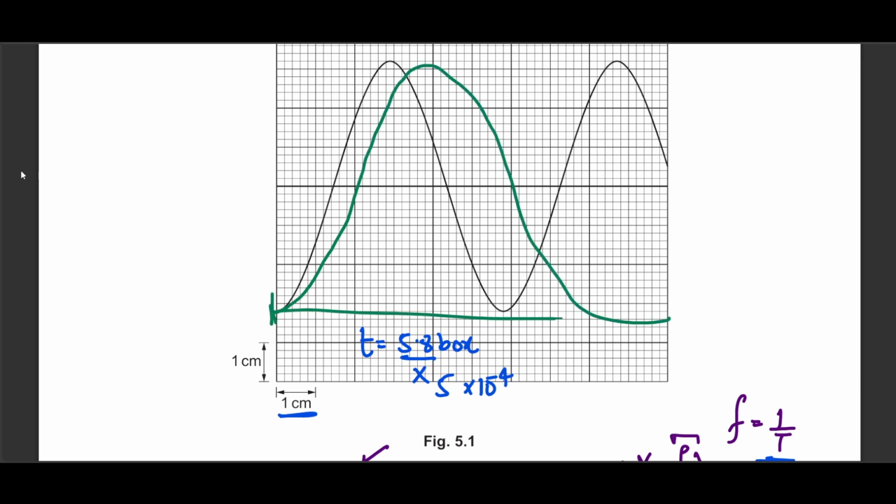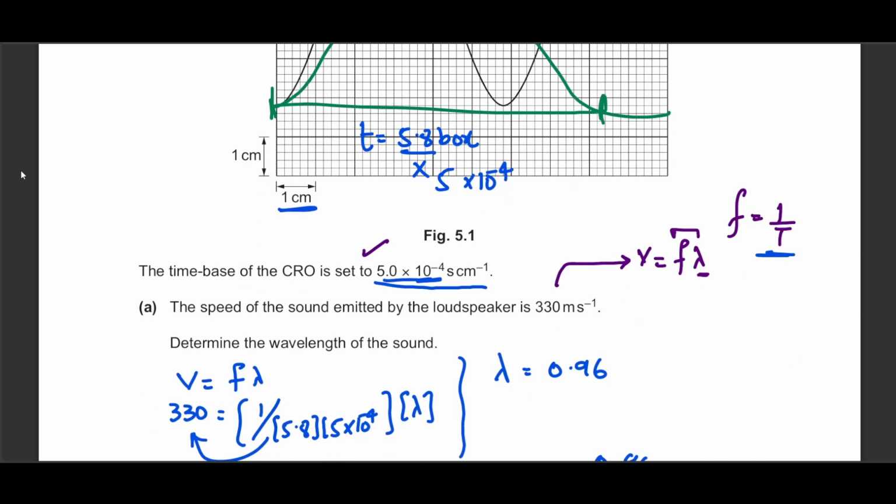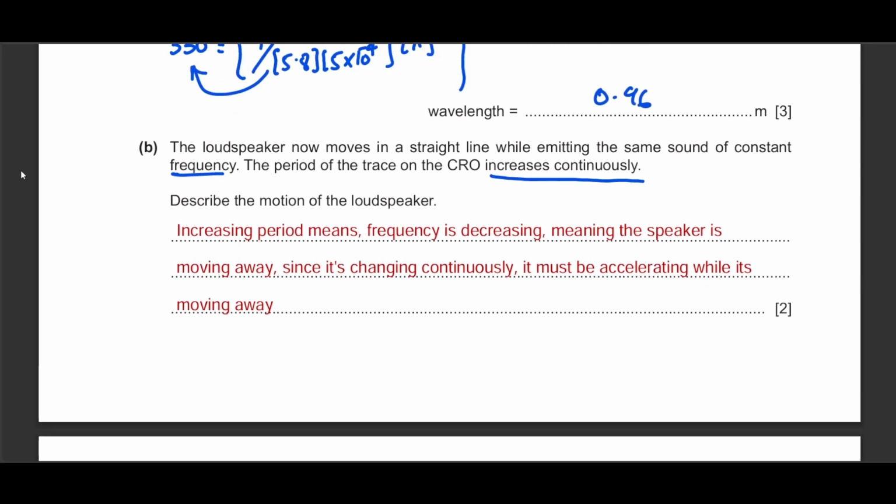The time between the crests and the troughs is increasing. Now, if the time is increasing, the frequency is decreasing. That's one way to look at this. And if the frequency is decreasing, that means the object is moving away from you. For example, if this is the observer, this is where you're standing, and a source of sound is coming towards you, you hear a higher frequency. But when it moves away from you, you hear a lower frequency. This is the Doppler effect. So increasing the period means the frequency is decreasing, meaning that the speaker is moving away. Now this gets you the first mark.